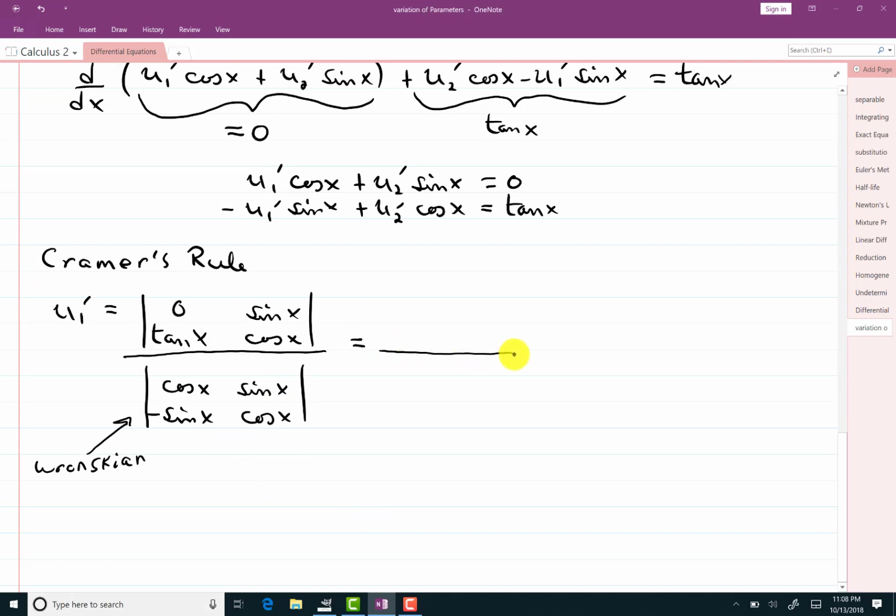Check this out. If I multiply across, cosine times cosine is cosine squared, and then you subtract this diagonal, so minus negative sine squared, you're going to get cosine squared plus sine squared. That's 1. Over here, 0 times cosine of x is 0, but then I'll have tangent of x times sine of x.